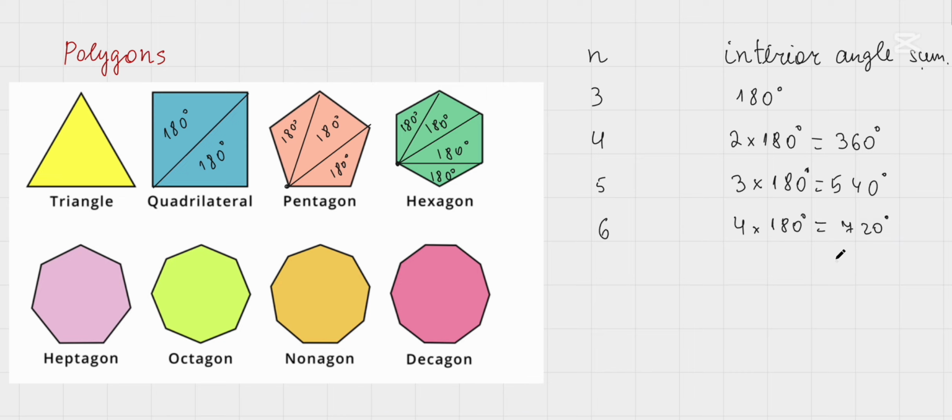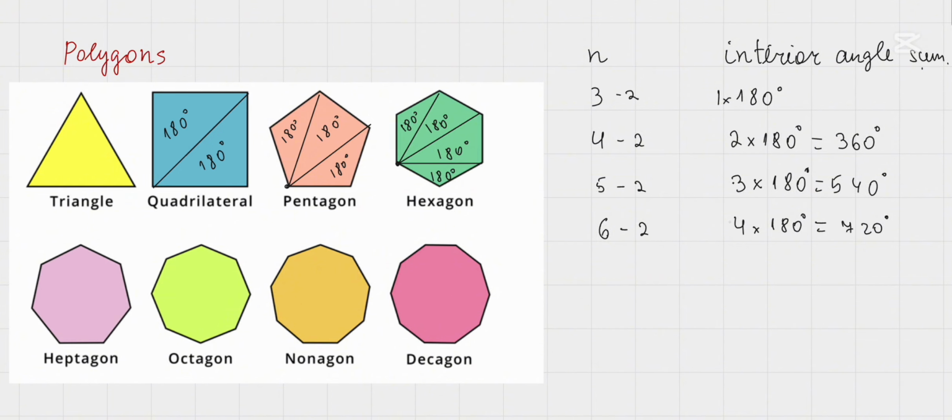Now let's find the pattern between number of sides and interior angle sum. So if we have 3 sides, we have 180. If we have 4 sides, we have 2 180s, 5 sides, 3 180 degrees, 6 sides, 4 180 degrees. Now, how can we get 1 from 3? Basically, 3 minus 2 will make 1. How can we get 2 from 4? 4 minus 2 is 2. 5 minus 2 is 3, and 6 minus 2 is 4. Basically, we just find number of sides minus 2 times 180 to get the interior angle sum in polygon.